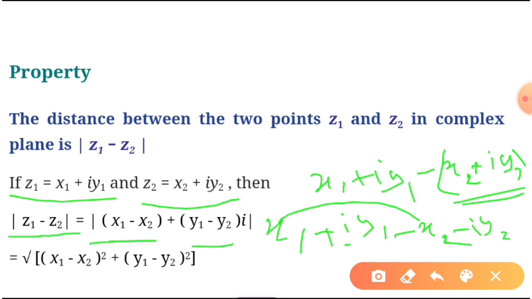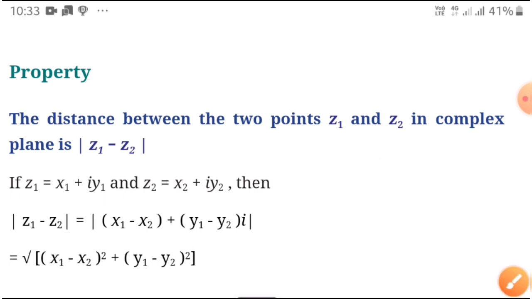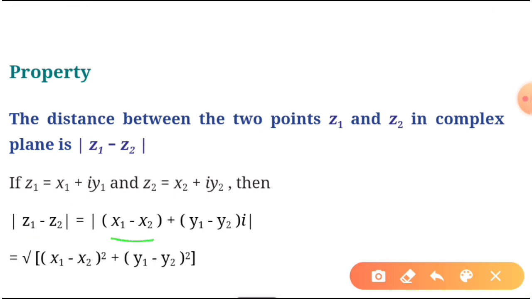The modulus of the complex number is the square root of the real part square plus the imaginary part square. Here the real part is x1 minus x2, so x1 minus x2 in the whole square. Imaginary part y1 minus y2 in the whole square. That is equal to square root of x1 minus x2 in the whole square plus y1 minus y2 in the whole square. This is called the distance between the 2 points z1 and z2 in the complex plane.